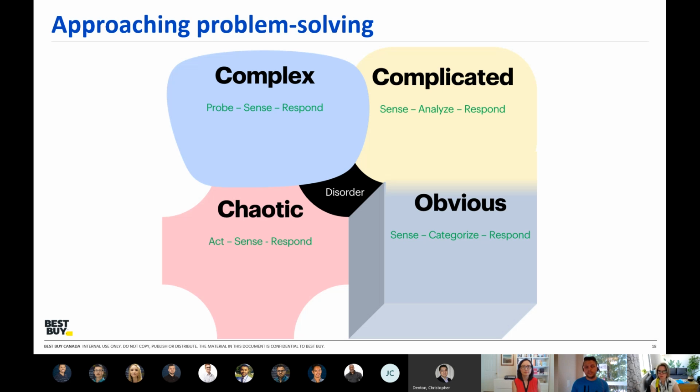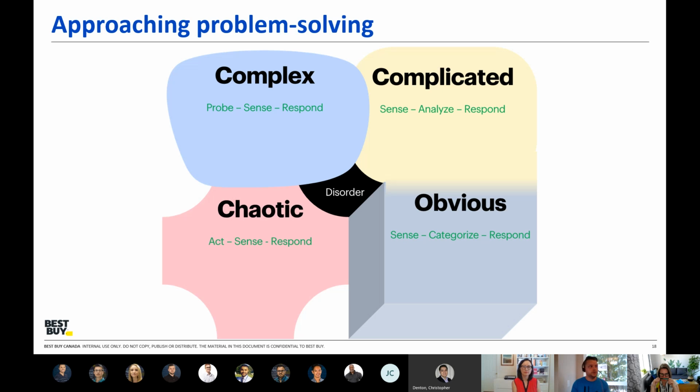Versus complex, which is probe, sense, respond. That's where you probe into your environment. You take a couple of steps forward, as we keep saying. You look around, you sense what's going on, and then you respond. Oh, it looks like I'm going down a safe place. I'm going to keep going down this path. The chaos is act, sense, respond.